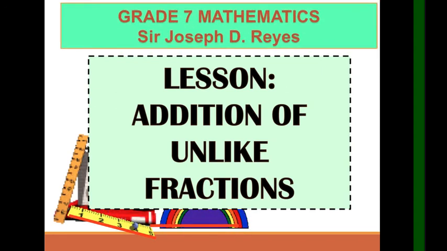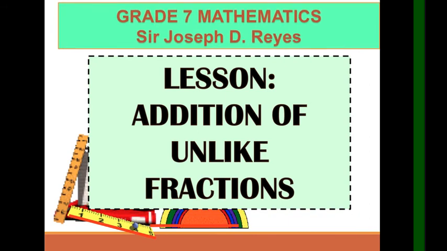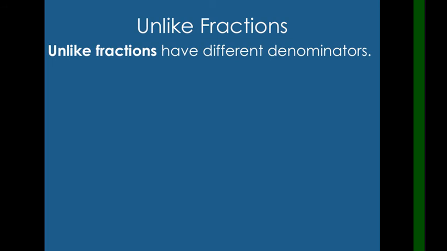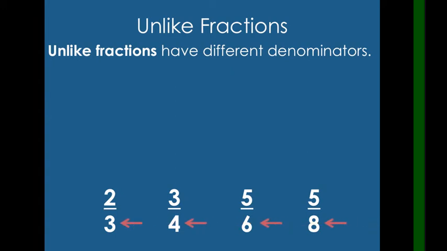So that's all for the addition of like fractions. Now, how about addition of unlike fractions? Unlike fractions are fractions that have different denominators. Halimbawa, 2/3, 3/4, 5 over 6, and 5 over 8. These examples have different denominators or iba-iba yung number nila sa baba.